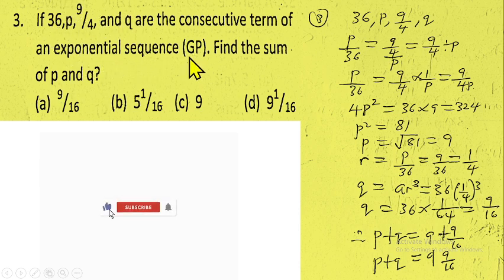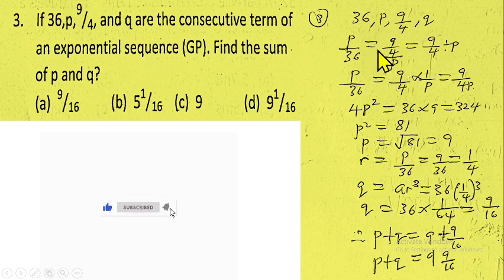And we have been told that this is an exponential sequence, which is GP. So that means in between two successive terms, they are supposed to have a constant ratio. So p over 36 should be equal to 9 over 4 over p, and that's what we use here. So we have that p over 36, the second term divided by the first term, should be equal to the third term divided by the second term. P over 36 equals 9 over 4 divided by p.